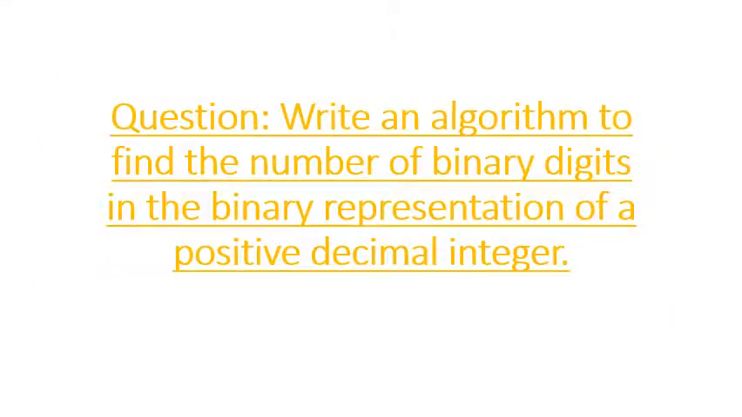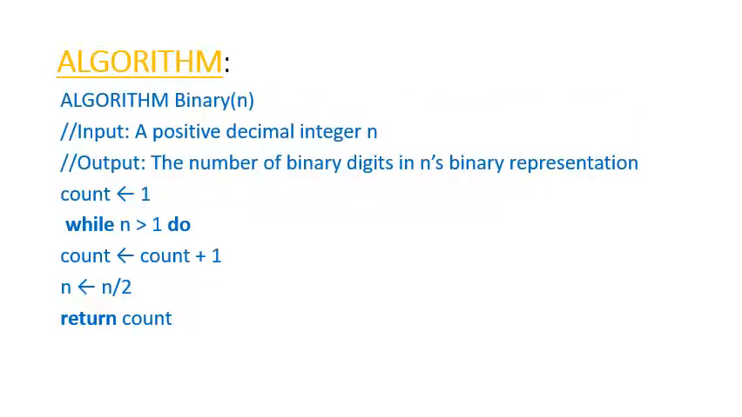Now, the question is, write an algorithm to find the number of binary digits in the binary representation of a positive decimal integer n. It means you should count the number of binary digits in the given positive decimal integer n. Coming to the algorithm, the input is the given decimal integer n, and the output is the number of binary digits in the given positive decimal integer.